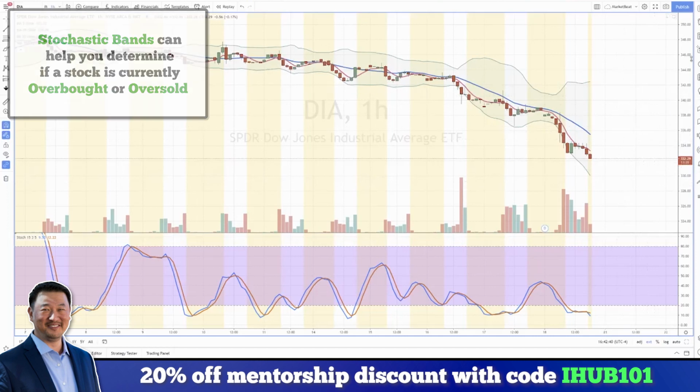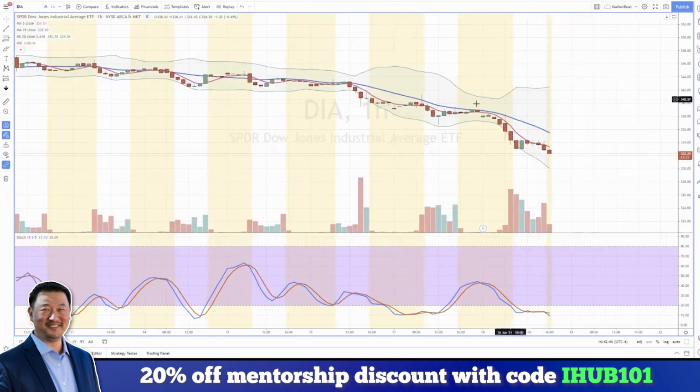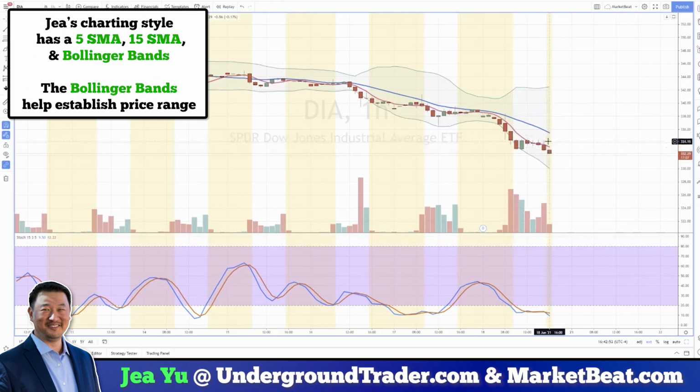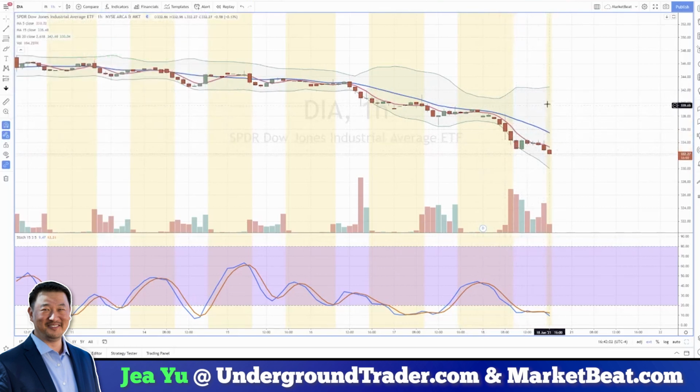So the rifle chart, as I said, is composed of two portions. The price chart is composed of a 5-period simple moving average and a 15-period simple moving average. I also add the Bollinger Bands. And the Bollinger Bands do two things. They give you what the nominal range is.